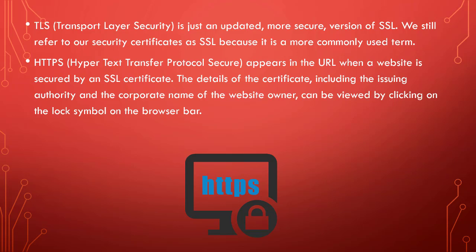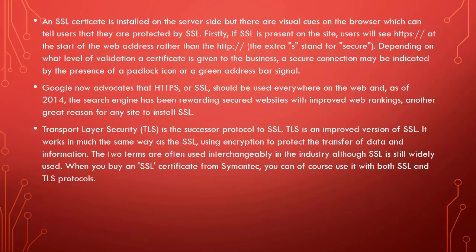The details of the certificate, including the issuing authority and the corporate name of the website owner, can be viewed by clicking on the lock symbol on the browser bar. An SSL certificate is installed on the server side, but there are visual cues on the browser which can tell the user that they are protected by SSL. Firstly, if SSL is present on the site, users will see HTTPS at the start of the web address rather than HTTP. The extra S stands for secure.